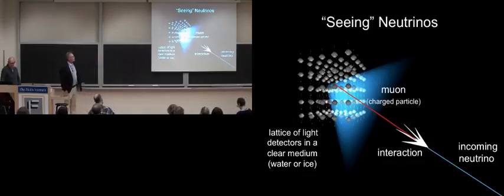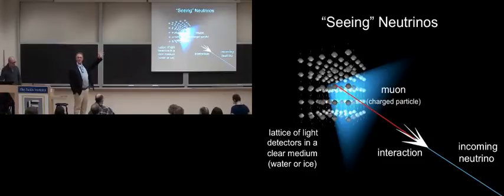Okay? So how are we doing? Does that make any sense? Because that's the easy part, okay? So now, to make that work is very hard, okay? Very hard. So people understood in 1960 that that's how you could do this. The only problem is they also understood because these interactions are so rare, you would have to instrument a cubic kilometer of clear material. Okay?